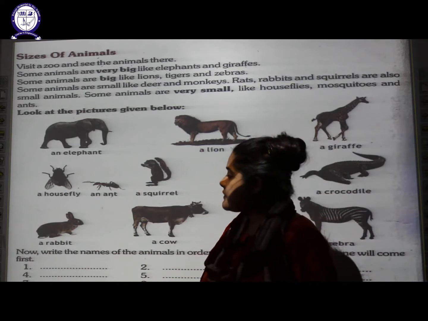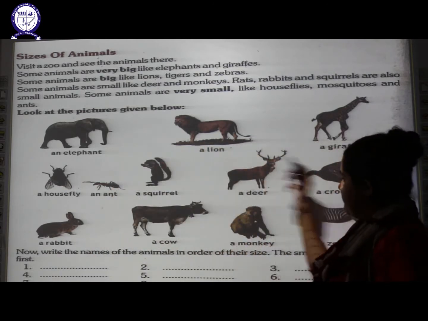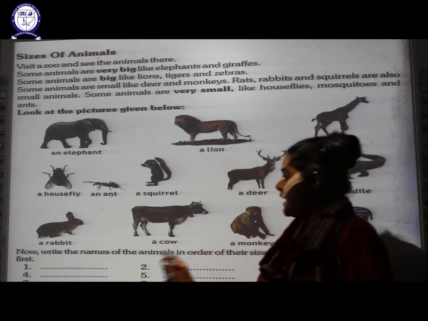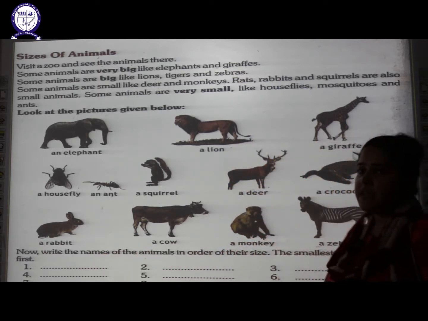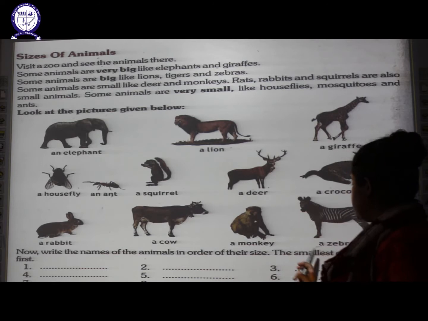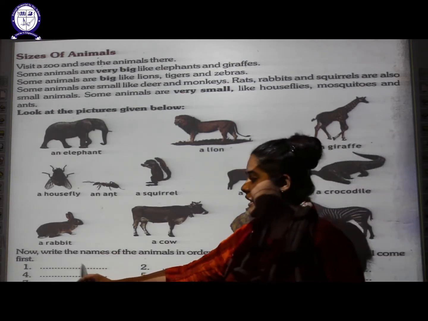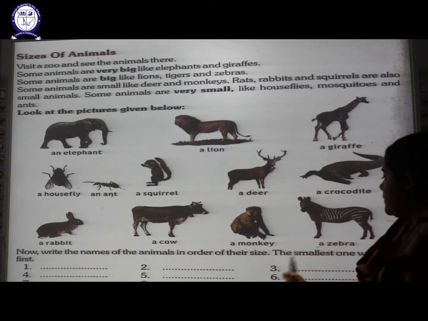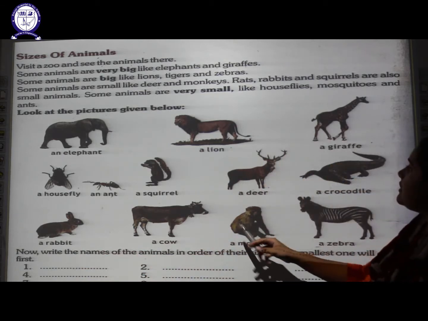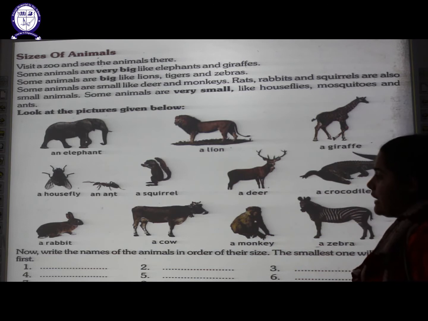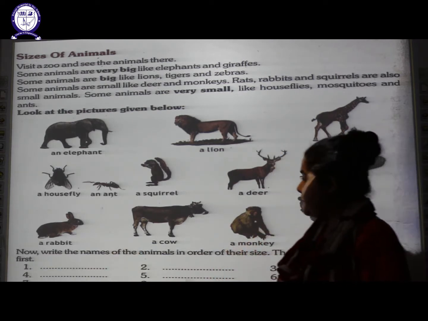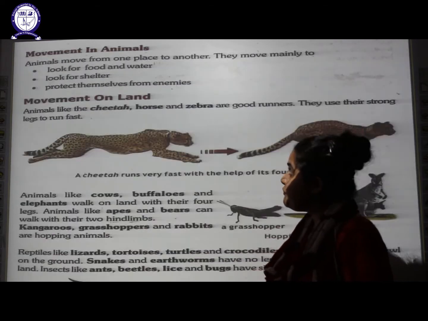Here what you have to do, there are certain pictures given of the animals. You have to write down the name of the animal in the order of their size. You have to write down the smallest one here in the very beginning. So you can write down ant here, and you can mention the very big animal, the lion, here in the last. The rest of the order you can fill by yourself. This is a practice exercise for you.